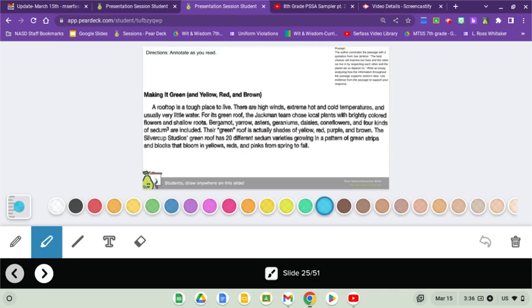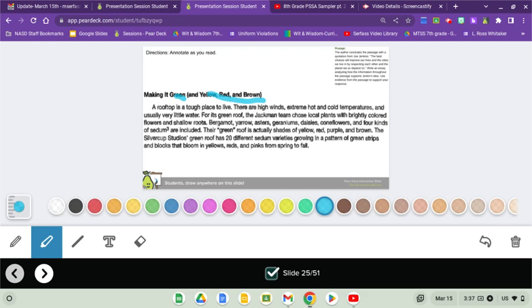Slide 25. After me. Heading: Making it green. And yellow, red, and brown. All right, good job.